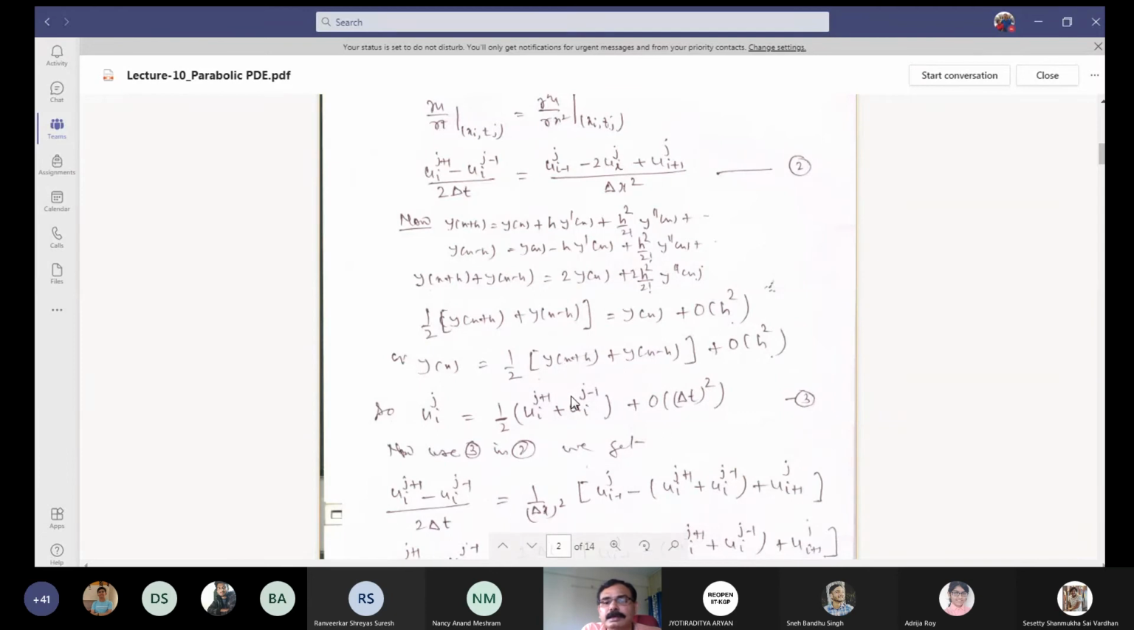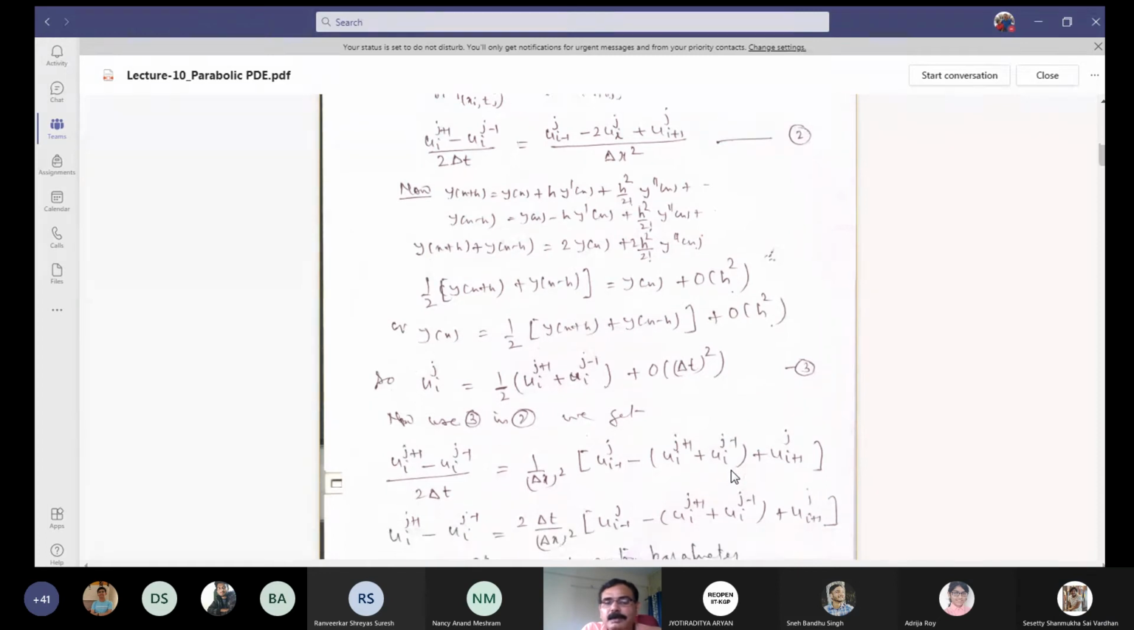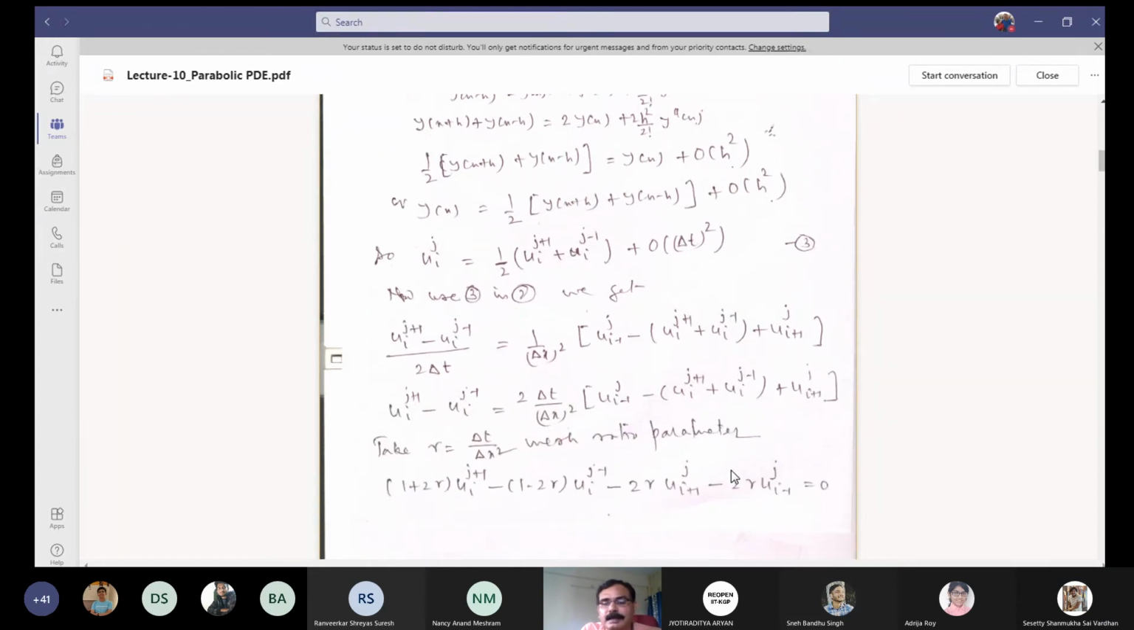Fixing i and then moving j, u(i,j) can be written as either half or 2 times u(i,j), whichever way you feel, right? So 2 times u(i,j) can be replaced by u(i,j+1) plus u(i,j-1), right? That's all. Your Dufort-Frankel method is ready. Whatever you get, that will be your Dufort-Frankel method.